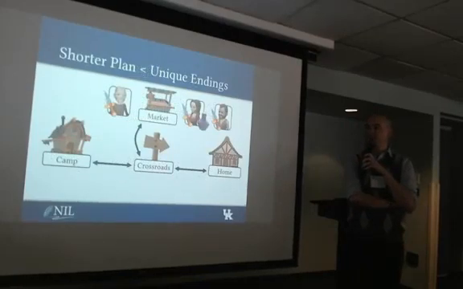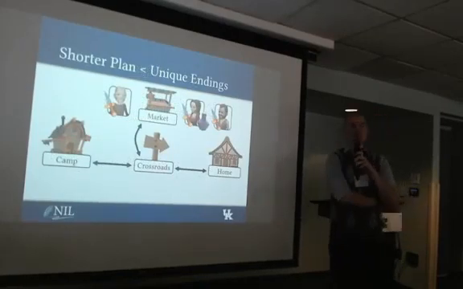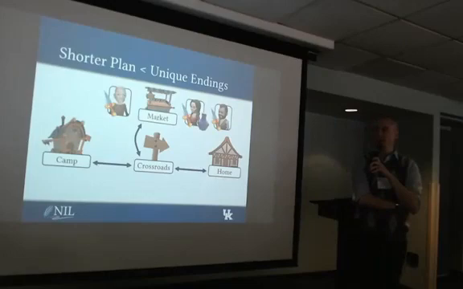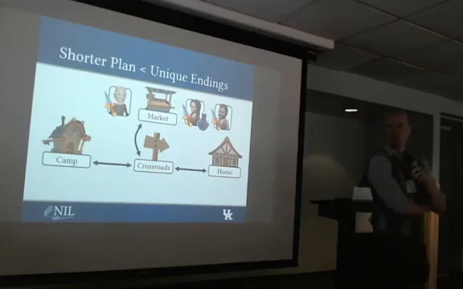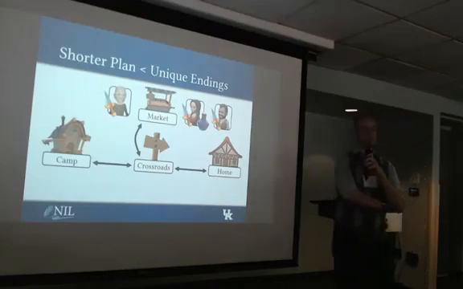So here's another one of the little subtle things in our system. Why do we do shorter plan pruning so early? Specifically, why do we do it before unique endings pruning? Seems like maybe shorter plan is so simple. Why don't we do that at the end? Because of weird situations like this.